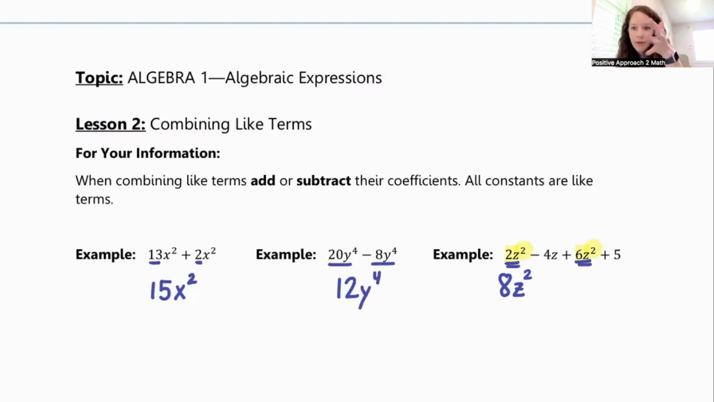Now I skim and I say, okay, do I see any other like terms? I see this z to the first power, but it doesn't have any other friends. So in that case, I just bring it down. And then last but not least, I see a constant 5. Doesn't have any friends, so I just bring it down. We can't let those guys be lonely. A lot of times you're going to see me put things in order with the highest exponent first, just like I have here, 8z squared, and then I go in descending order. That is called standard form of an algebraic expression or a polynomial, which we'll get to later in our Math Algebra 1 journey.